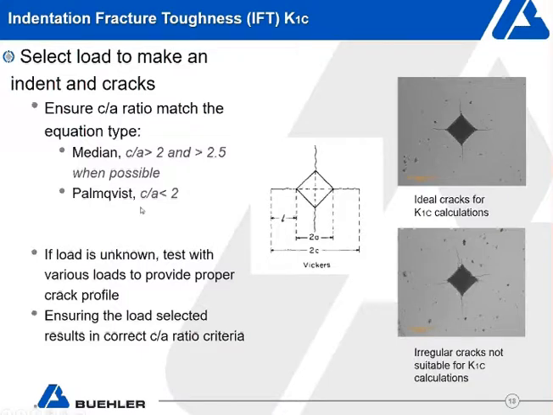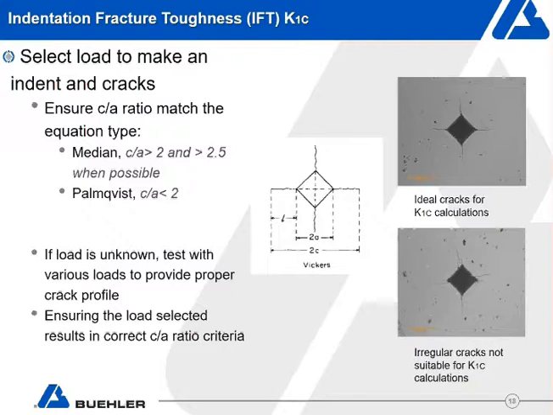Or for Palmqvist-based equations, in this case, we're looking at C over A ratio of less than 2. But like we said, whenever you're doing some of these tests, you may not know which is the ideal load to use for your fracture toughness. And what we're advising here is you can try and test different loads until you get a proper crack profile that meets that C over A ratio criteria.